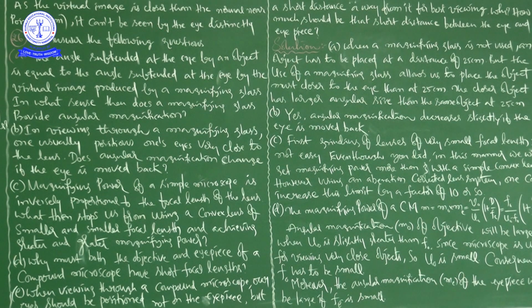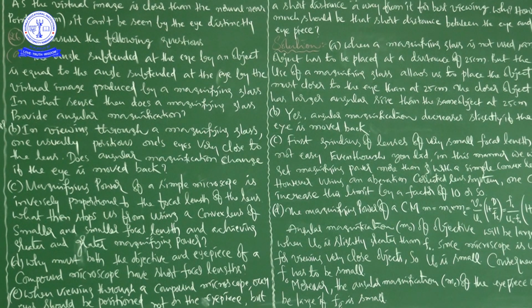And how much should that short distance between the eye and eyepiece be? That is the question. So he has given some information and is asking the reason. What is the reason to do like that?